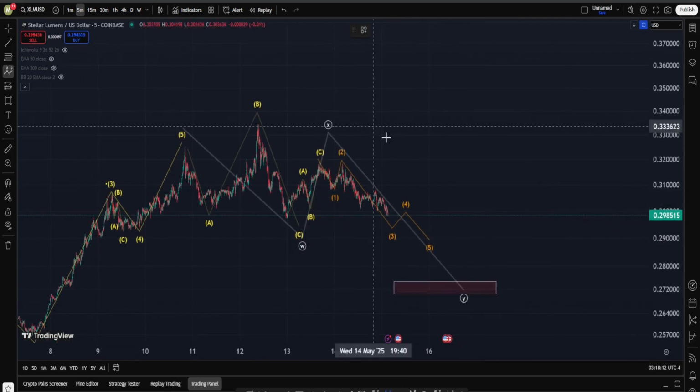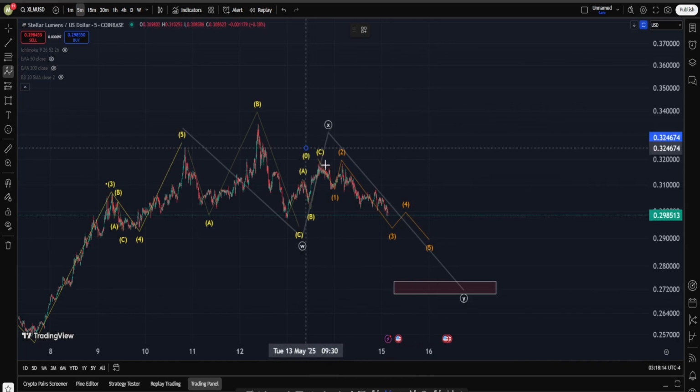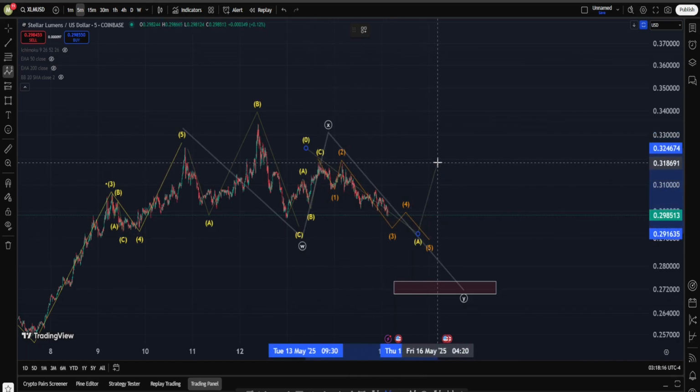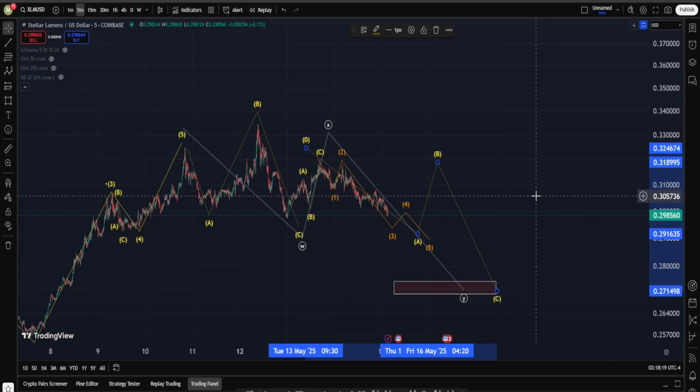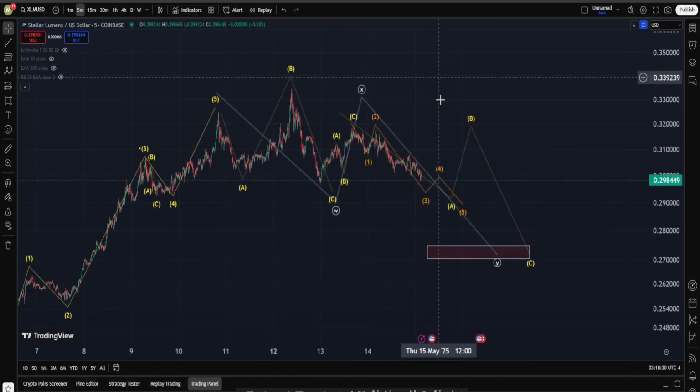And do not get me wrong, I still believe this is a 1, 2, 3, 4, 5. Now I'm gonna say it's gonna be into a wave A, correction for wave B, another move down into our C leg. And as you can see, once more, the conclusion is kind of the same, meaning it seems like this move down in XLM is going to continue a little bit more.